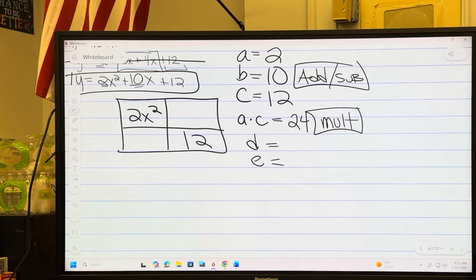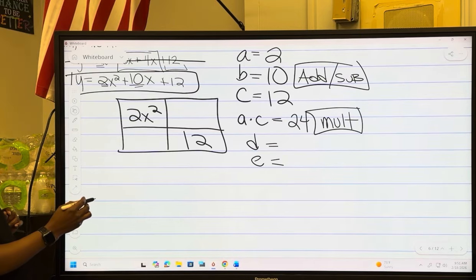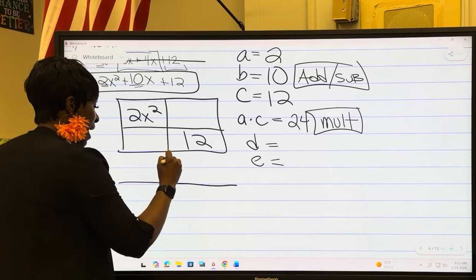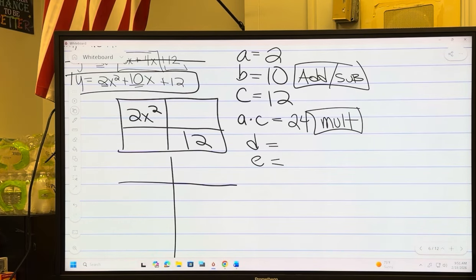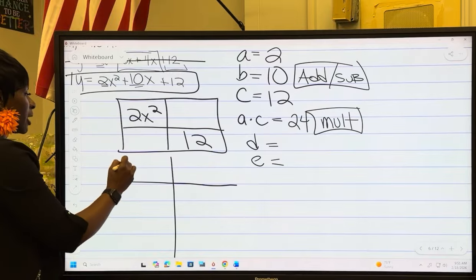Do this on your paper for me. I'm going to show you something real quick. I'm going to draw a massive T-chart. I'm going to help you organize this information. What am I looking for? Two numbers that multiply to give me what?